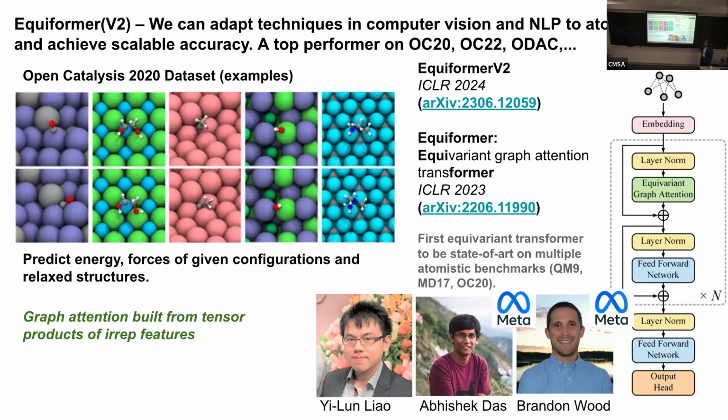So it was doing well on this dataset, and on a later dataset that's similar. And then ODAC is actually a dataset that has these very porous metal organic frameworks, but doing a similar catalysis task.